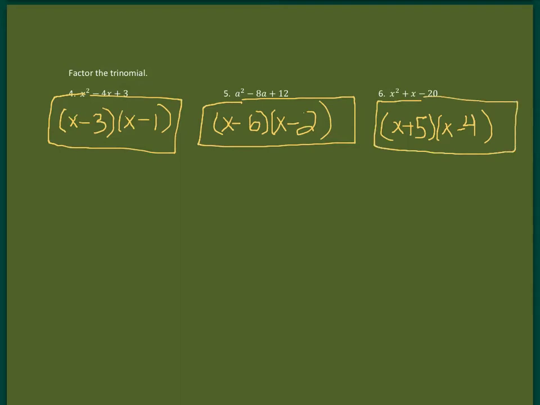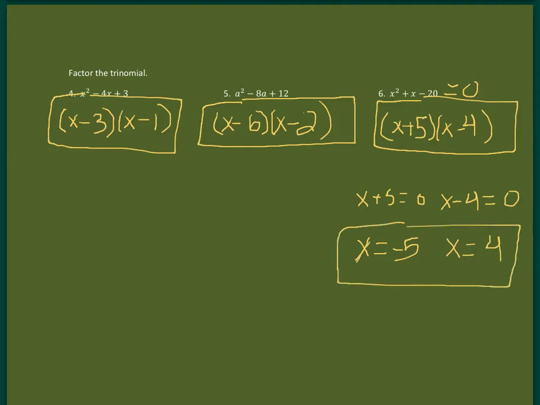Alright. So here we go. If this equaled 0, you would then say x plus 5 equals 0. X minus 4 equals 0. So x equals negative 5. X equals 4. Okay? So remember, when they equal 0, they have to equal 0. So let's go ahead again.